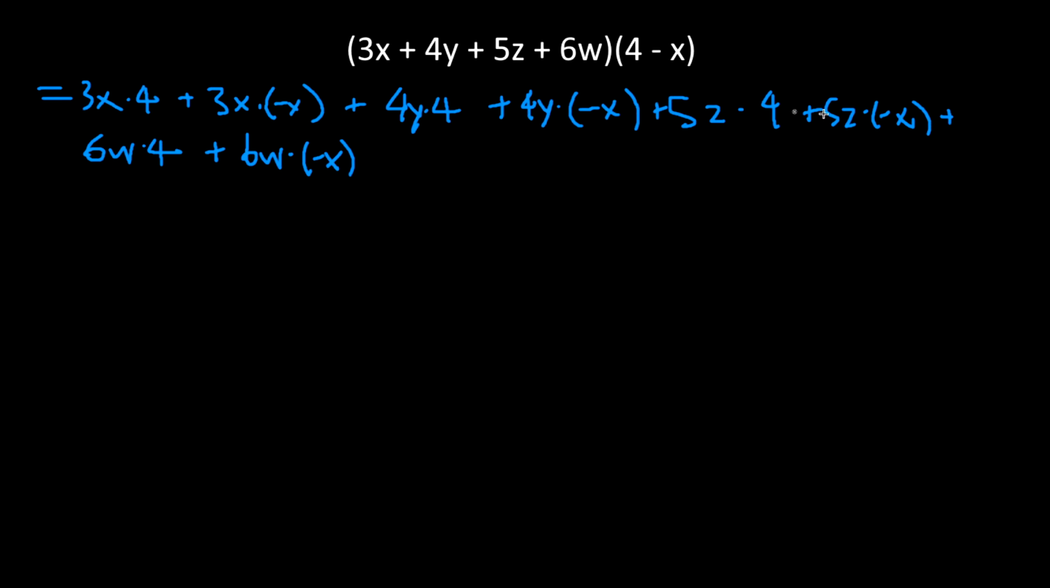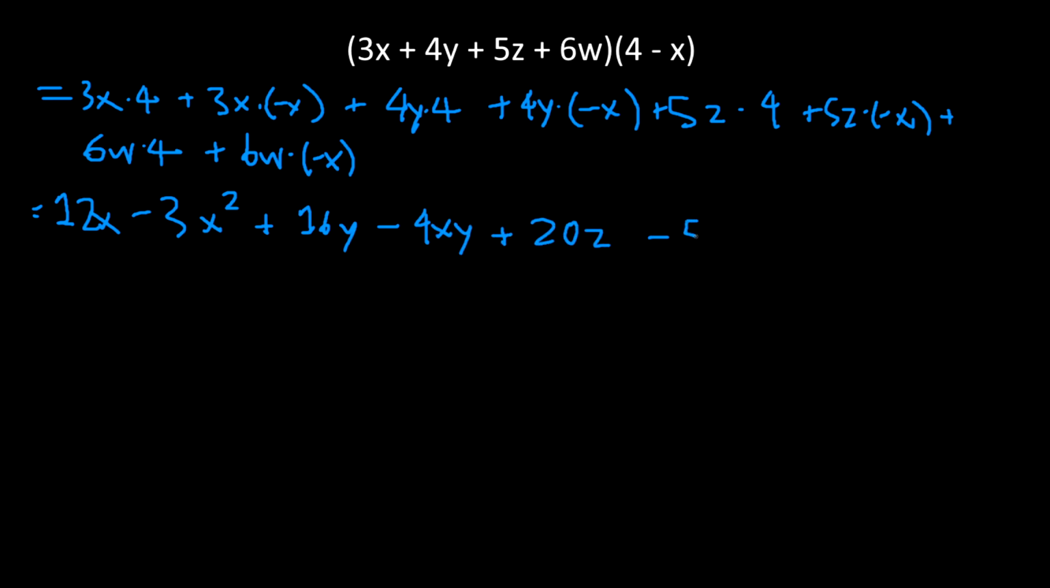Now all we need to do is simplify this line. So this becomes 12x - 3x squared + 16y - 4xy + 20z - 5xz + 24w - 6xw. And that is how you deal with multiple terms inside two pairs of brackets. We simply take the first term here and distribute it with all of the terms in the second pair of brackets. Then we distribute the second term here with all of the terms here. And you repeat this for every term inside the first pair of brackets.